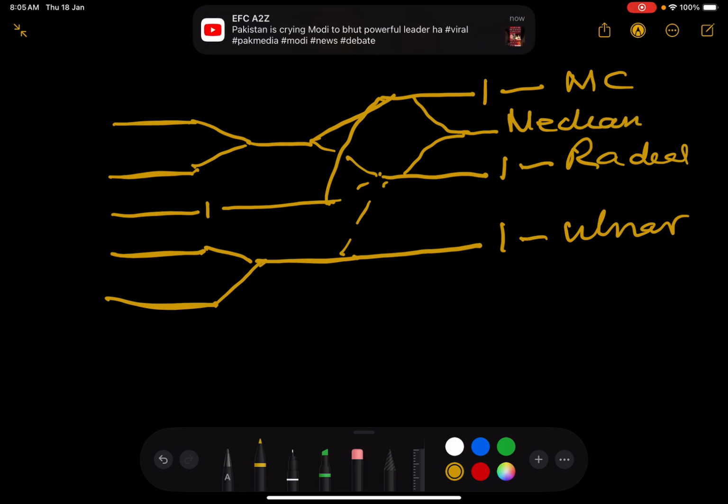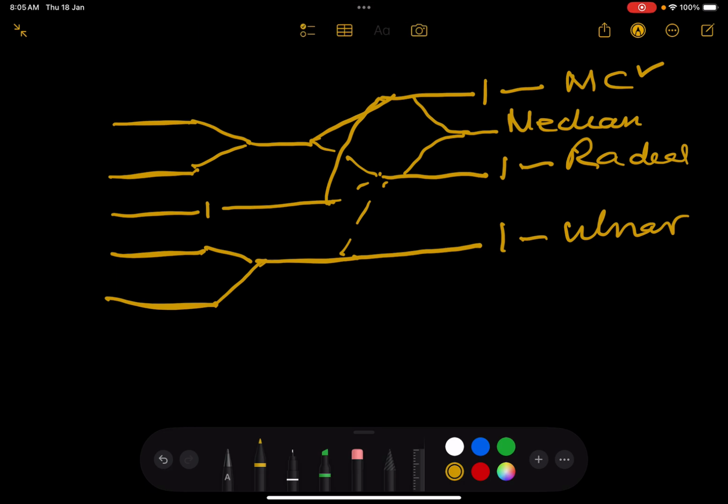We've covered the musculocutaneous nerve, arises from the lateral cord, pierces the coracobrachialis, lies between biceps and brachialis, then between brachialis and brachioradialis, pierces the deep fascia, becomes the lateral cutaneous nerve of forearm.